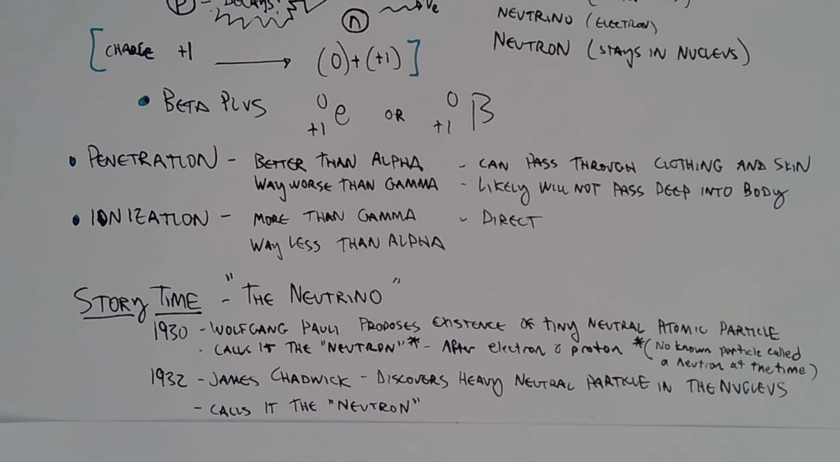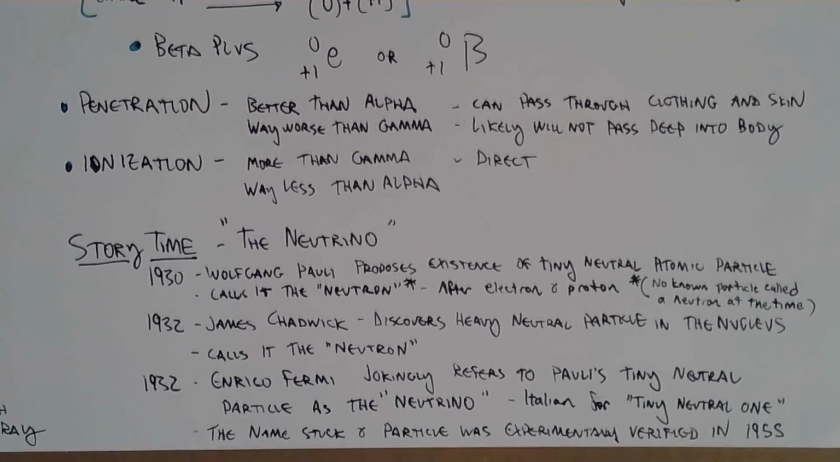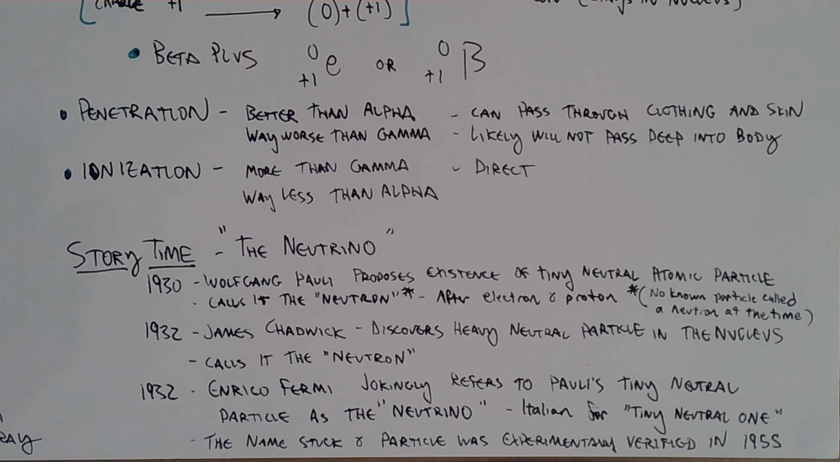So what happened to the fact that Pauli called his particle the neutron? Well, there's another guy, Enrico Fermi, who actually had a pretty good sense of humor. And so in 1932, as a way to distinguish between Pauli's smaller neutral particle and Chadwick's heavier neutral particle, he called Pauli's neutral particle the neutrino. Fermi was Italian, and if you translate neutrino into Italian, it means tiny neutral one. So it's kind of a joke name. It was like calling it the baby neutron, the neutrino. But it stuck. And the actual particle was verified in 1955, and by then the term neutrino had been widely adopted for it.